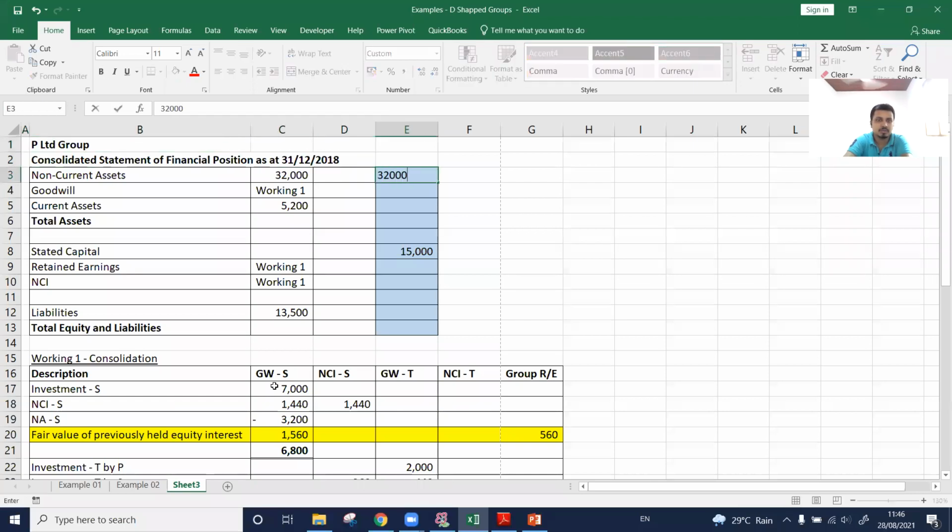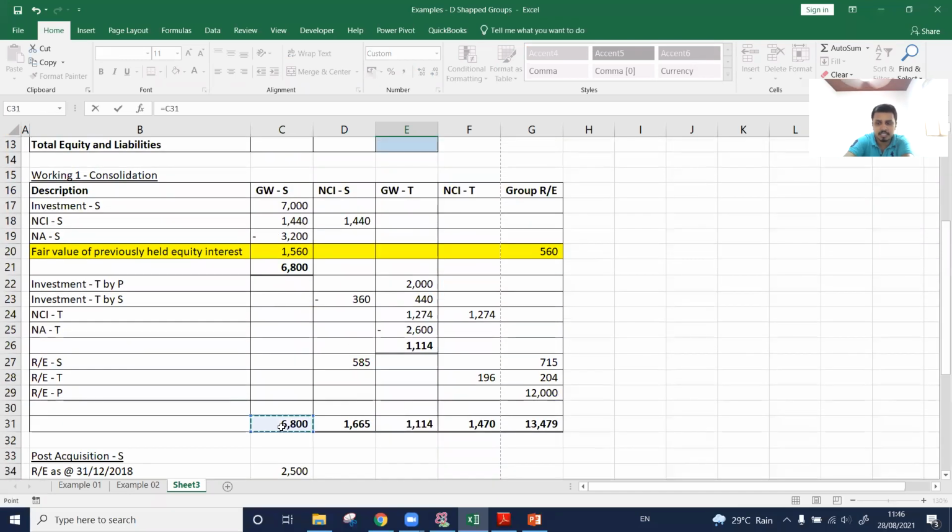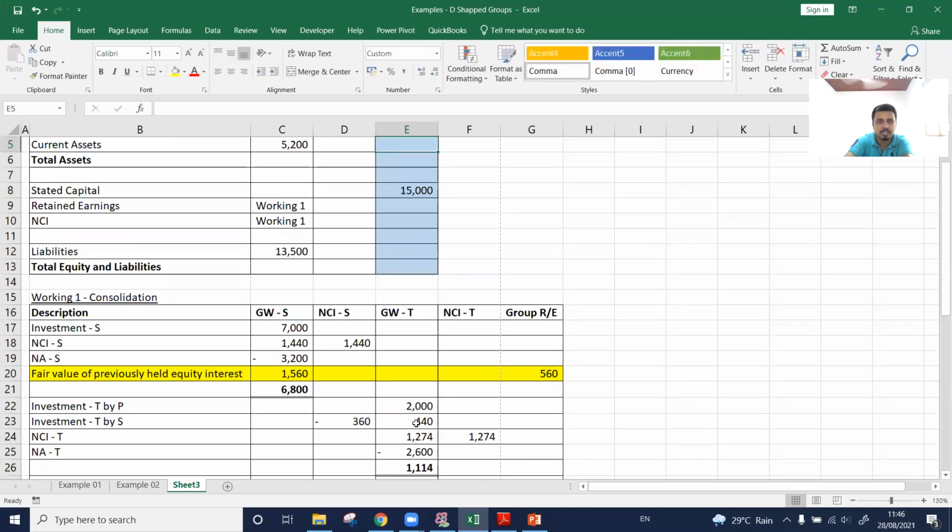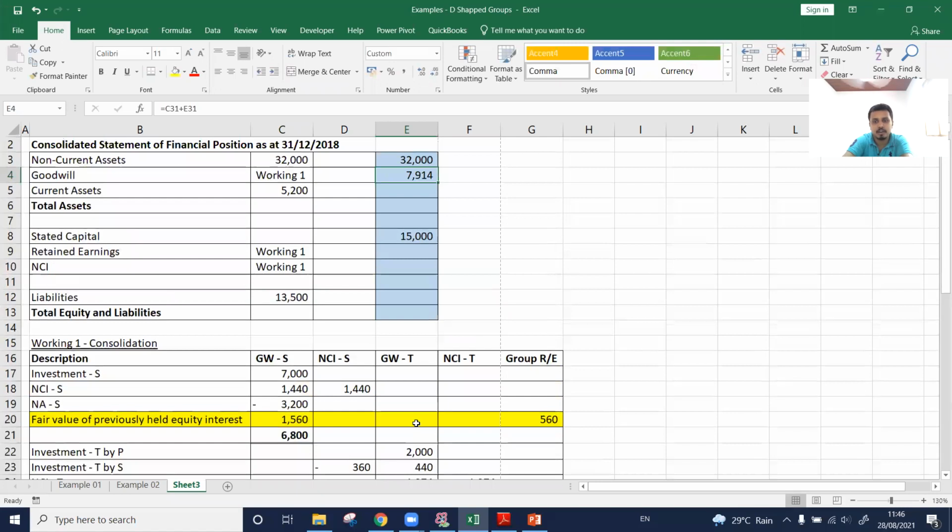Non-current assets 32,000. Goodwill we can take from the working, 6,800 here and another 1,114 here. Altogether 7,940. Yes. Current assets 5,200. It means altogether we have total assets for the group worth of 45,140.